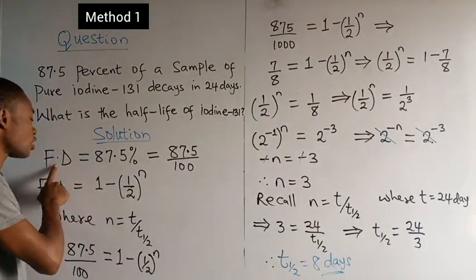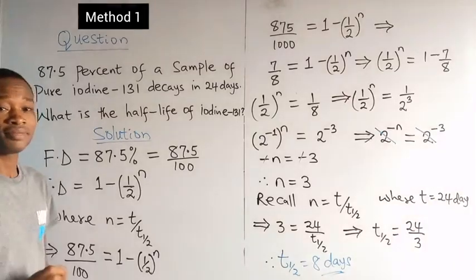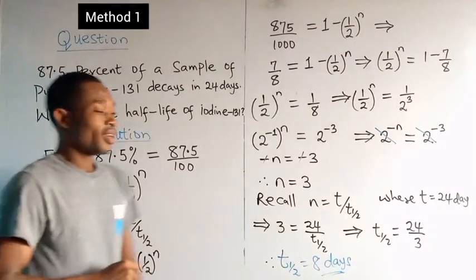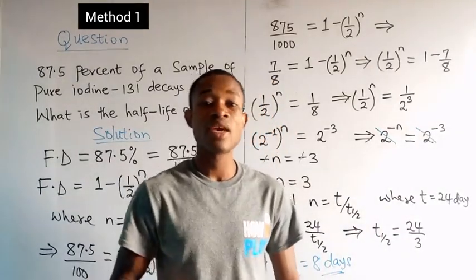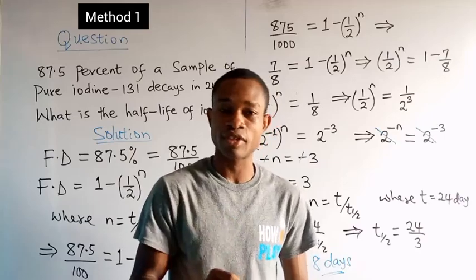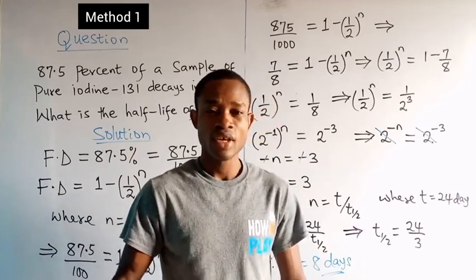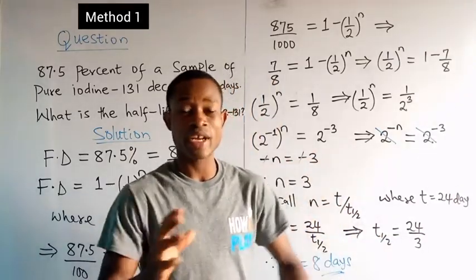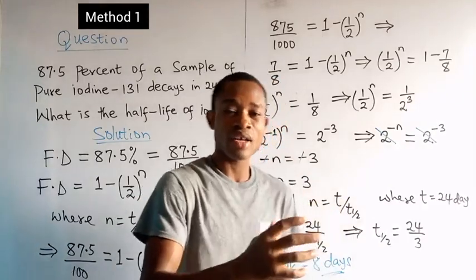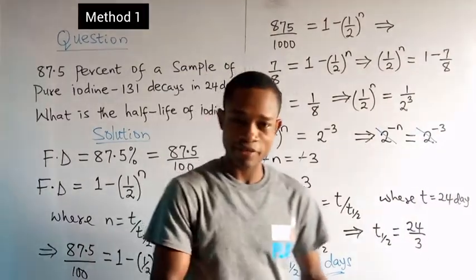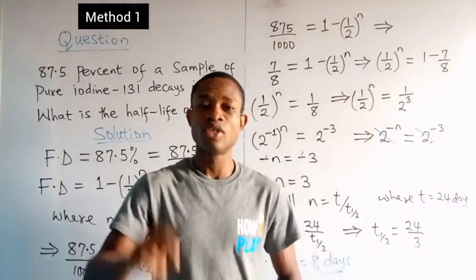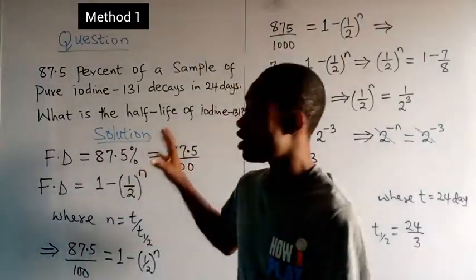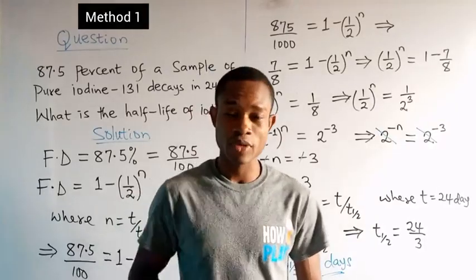Remember that I made use of what? Fraction decayed. Next, I'm going to use method 2, where in this case I'm going to be using the fraction left, no longer fraction decayed. If I give you a particular sample and I tell you that a quantity has decayed, something will be left. How can we make use of the fraction left to determine the half-life of iodine 131 in this decay process?